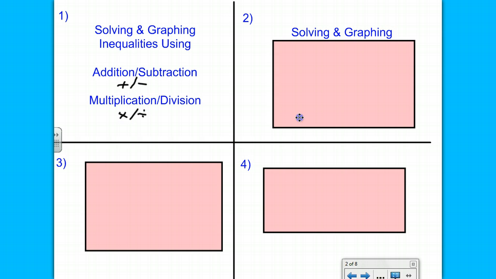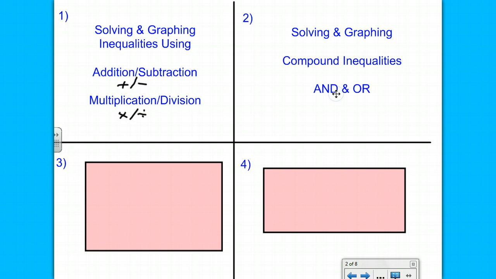Number 2, the second thing we did was solved and graphed. We weren't doing linear inequalities yet. We were doing what? Anybody remember the word? It begins with a C. Compound, good. Compound inequalities, the and or compound inequalities.